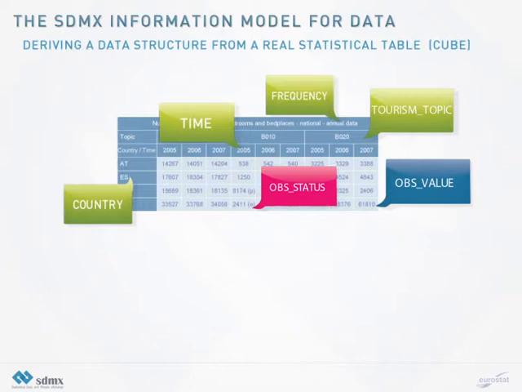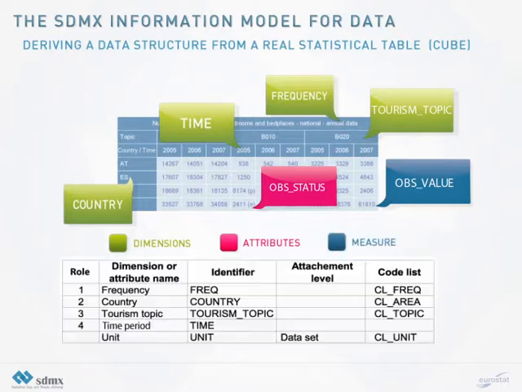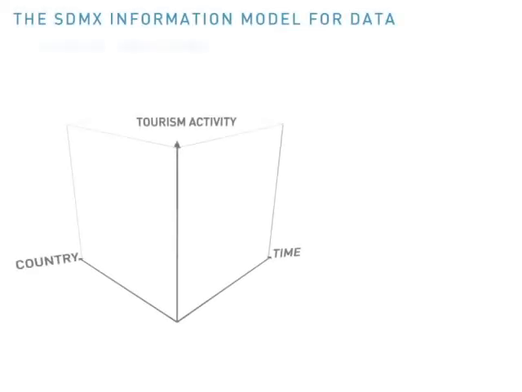Frequency, country, tourism topic, and time are required to identify the statistics. They act as dimensions. The observation status qualifies figures as an attribute at the observation level. The observation value, the actual figure, is what we call measure. The second table is a simplified formal definition of the corresponding data structure. We illustrate how this table can be represented as a statistical table.